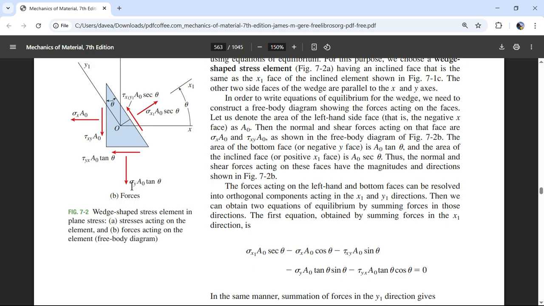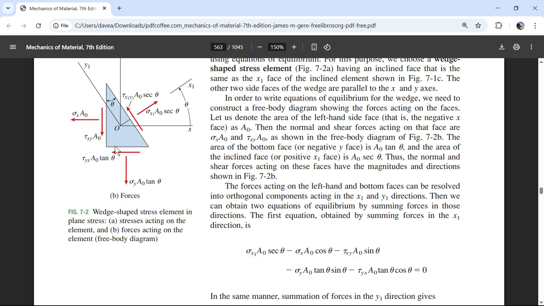So we're going to have negative sigma y a naught tangent theta. That's going to be the force, and that component of the force is going to be sine theta. And that's what we have here, sigma y a naught tangent theta. And then that's going to be the force in the negative x1 direction, and the percentage of that force is sine theta. Cool. And we're almost done.